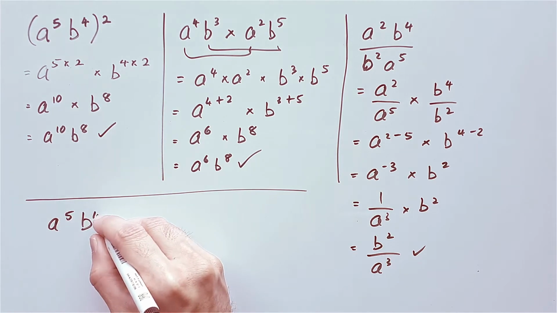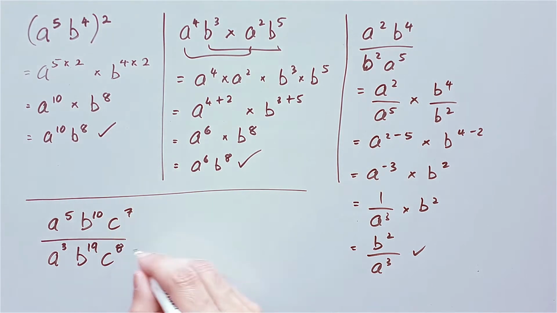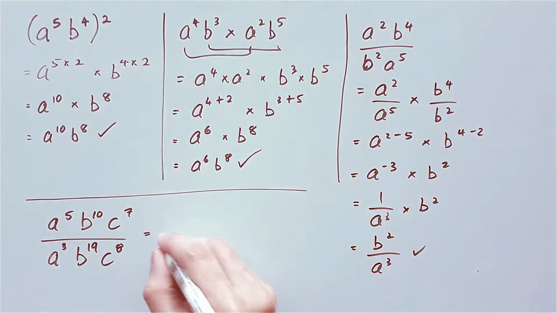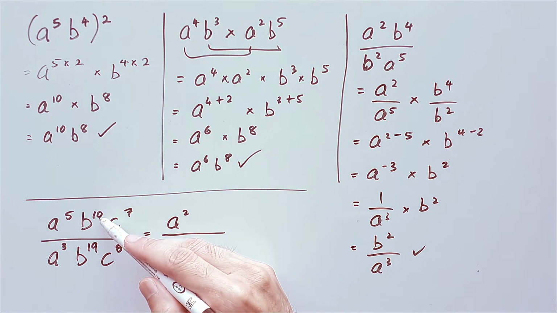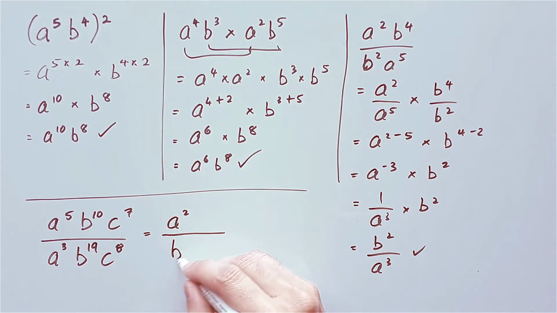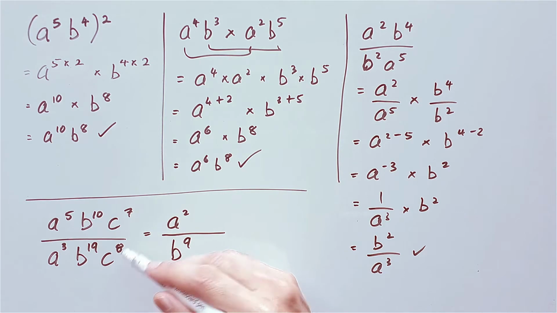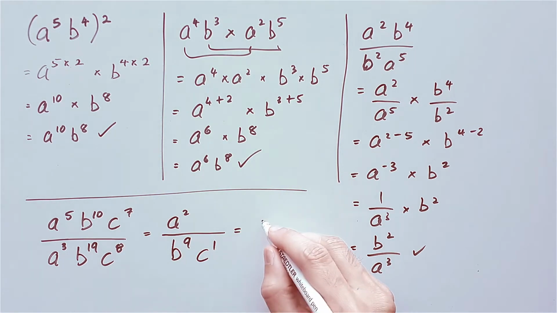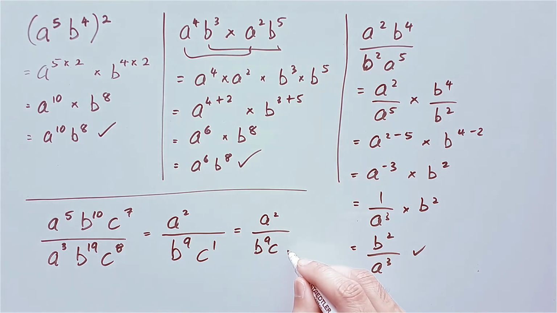We can apply this to a slightly different question, where we have 3 terms and many different powers, but using the shortcut we can see that a is bigger on top with a difference of 2, and so we would say a to the power of 2 on top, while b has a difference of 9 in the power, and it's bigger underneath, so it'll be b to the power of 9 underneath, and c is bigger underneath with a difference of 1, so that's c to the power of 1. And that would simplify to a squared over b to the power of 9 times c.